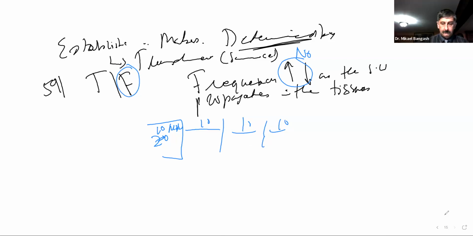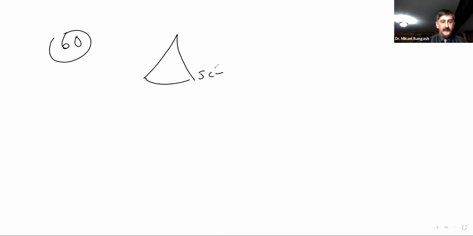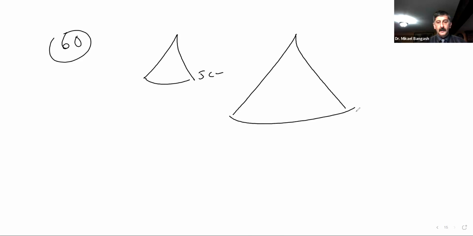Question number 60. When a sonographer increases the maximum imaging depth of an exam, what happens to the frequency? Mainly just what I said. This is your image. Right now we are going to a depth of 5 centimeters. If we increase this depth to, let's say, 10 centimeters, what's going to happen to the frequency?